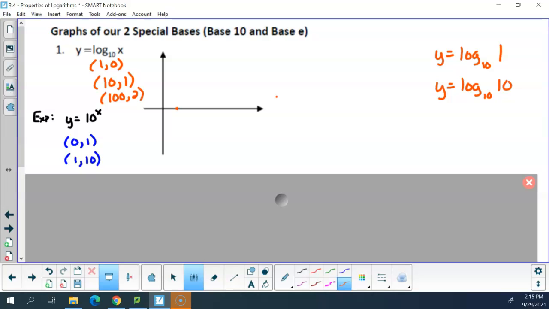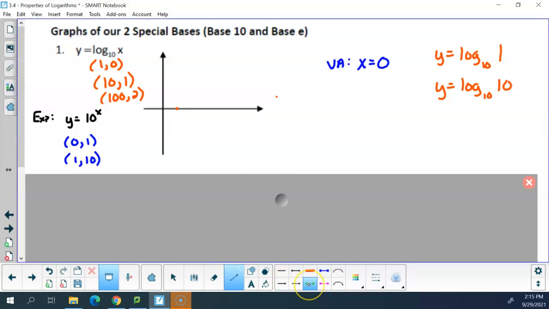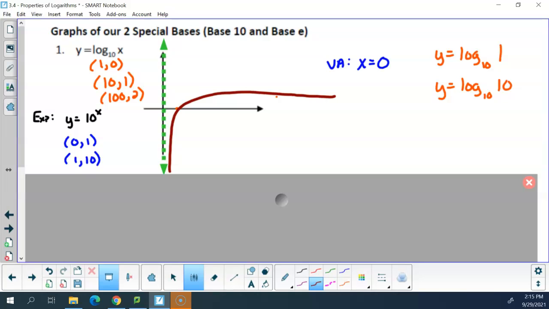Okay, and that's way off that board. So this one would have a vertical asymptote at x equals 0. This way, that way. And then we would have this.